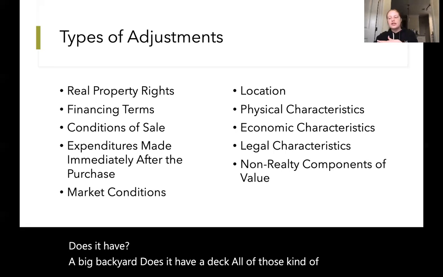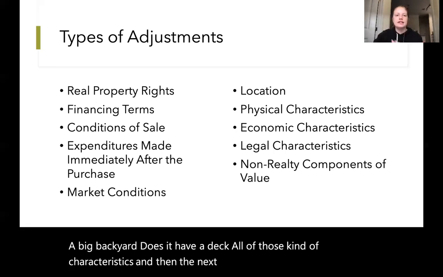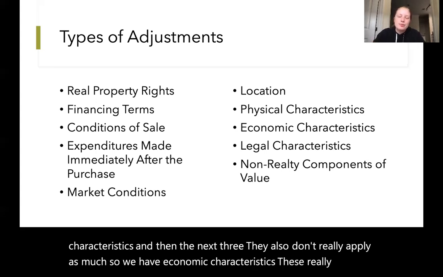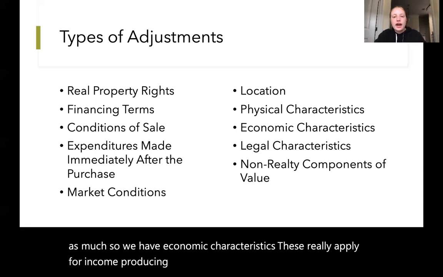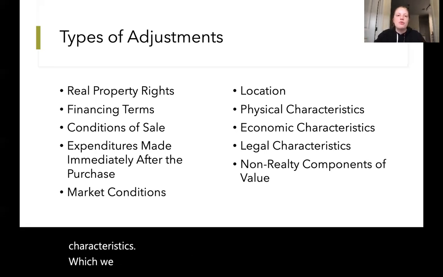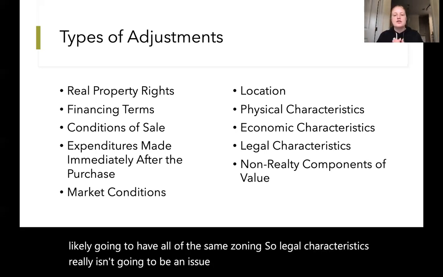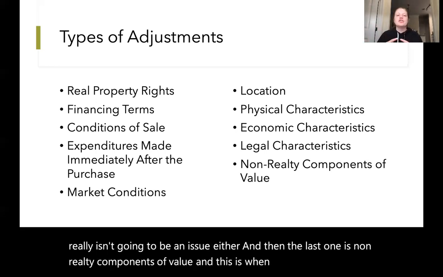And then the next three, they also don't really apply as much. So we have economic characteristics. These really apply for income producing properties. And then we have legal characteristics, which, since we are comparing all residential houses, they're most likely going to have all of the same zoning. So legal characteristics really isn't going to be an issue either. And then the last one is non-realty components of value. And this is when it gets into personal property.